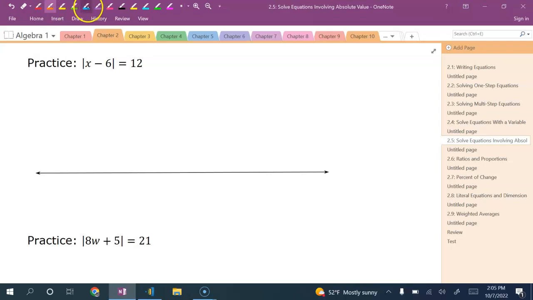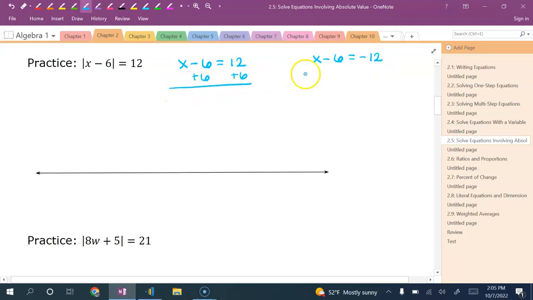So for this first one, I set up my two equations, x minus 6 equals 12, and x minus 6 equals -12. We're going to add 6 to both sides. Again, you're going to do that on both of these equations. The really nice thing about absolute value equations is that when you're solving them, the solving process looks very similar. One answer you should have gotten here was 18. And the other one you should have gotten is -6.